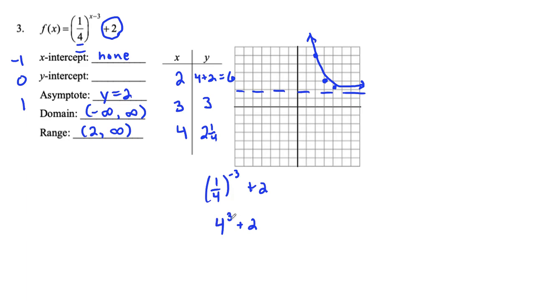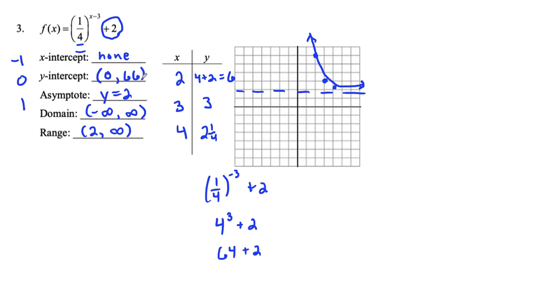4 times 4 is 16, times 4 is 64, plus 2, right? So my y-intercept is going to happen at 66. Makes sense as I look at this graph, right? It's going to be way above the range of the graph that we can see on our little piece of graph paper. All right, but again, represent this as a point, so my y-intercept will be the point (0, 66). Okay, and that will be our y-intercept.